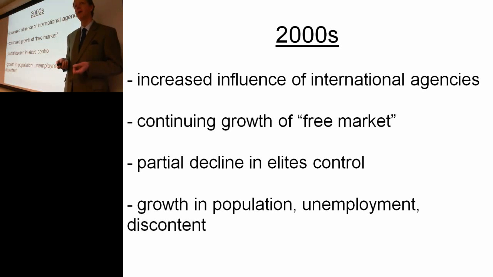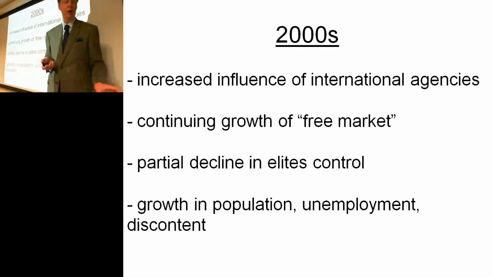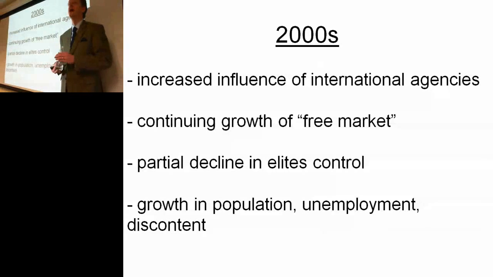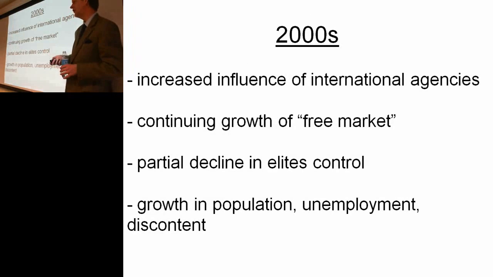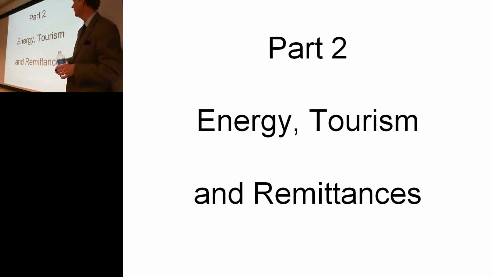And North Africa is suffering terribly at the moment because the things that they were relying on, such as tourism, are simply not happening anymore. The only thing that Egypt is doing well in is Suez Canal revenues, which are up last year on the year before. But revenues from one source of business is not enough. So, I've probably got ahead of myself a bit here. But part two, energy, tourism and remittances. Energy.